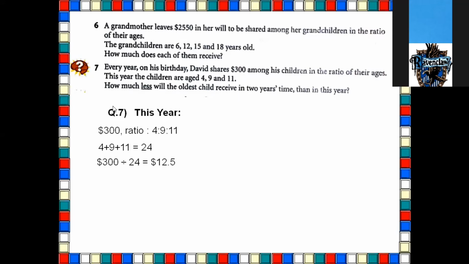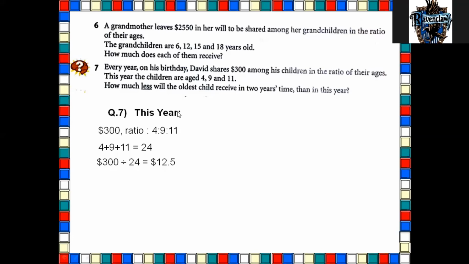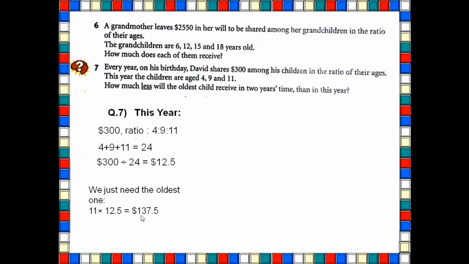Now the question, if you look at it, is talking about the oldest child only. So we just need the oldest child. I don't care about the youngest one who's 4 years old. I don't care about the one who's 9 years old. I just care about the one who's 11 years old. 11 times 12.5 is $137.5. This is how much the oldest child will get this year.